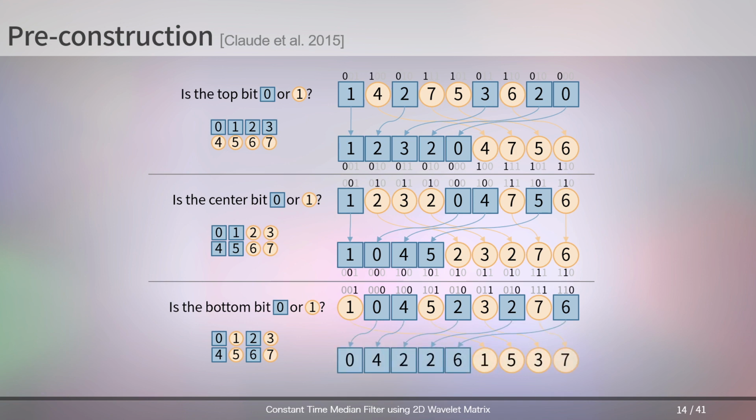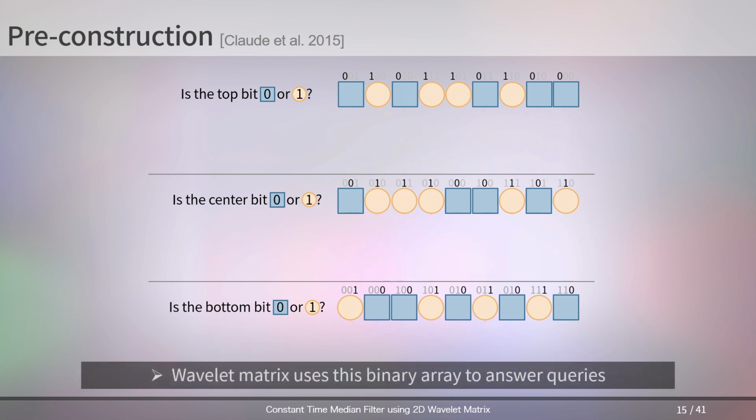The operation is similar to radix sort, but we sort from the top bit, not the bottom. The wavelet matrix stores this binary array of blue or orange, that is, 0 and 1. It then answers the query.